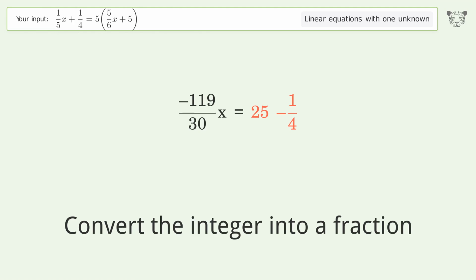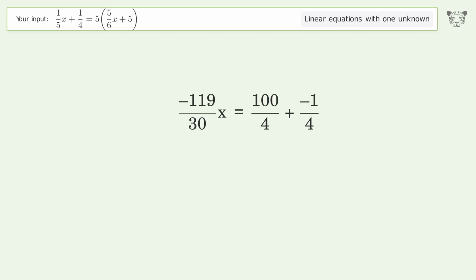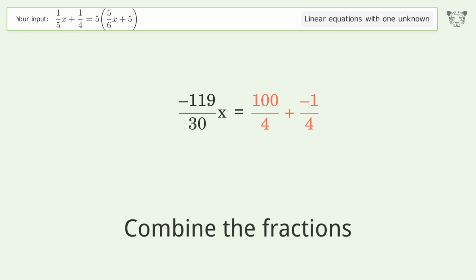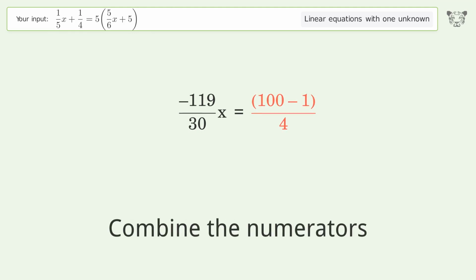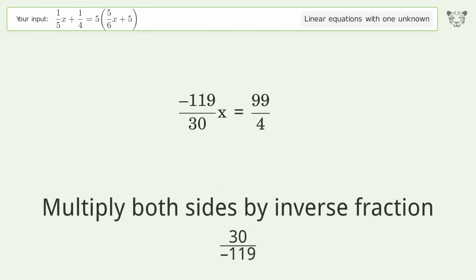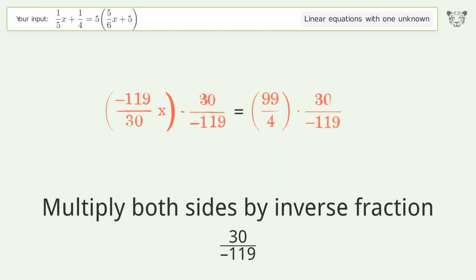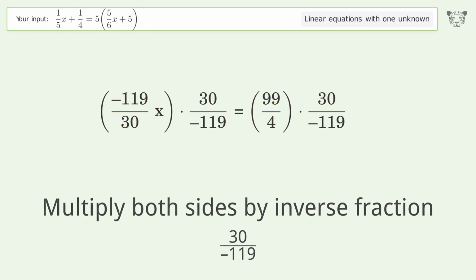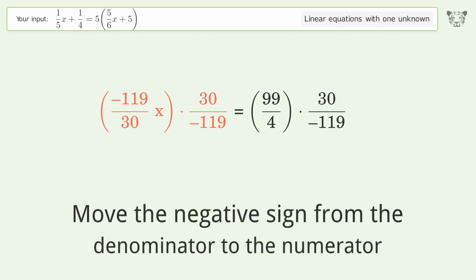Convert the integer into a fraction. Combine the fractions. Combine the numerators. Isolate the x. Multiply both sides by inverse fraction 30 over negative 119. Move the negative sign from the denominator to the numerator.